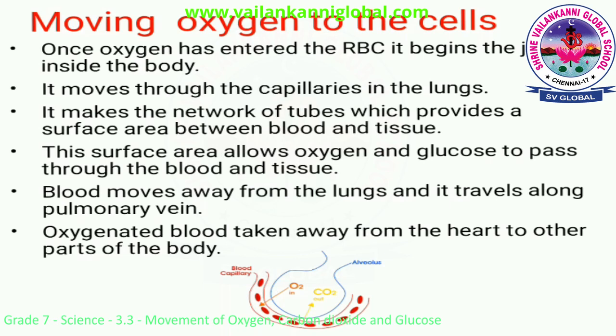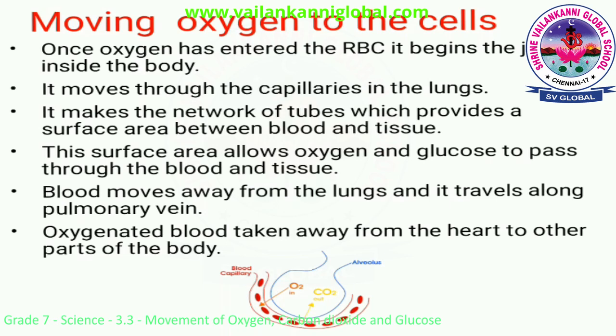It moves through the capillaries in the lungs. Then it moves into the network of tubes which provides a surface area between blood and tissue. The surface area allows oxygen and glucose to pass between the blood and tissue. Blood moves away from the lungs and travels along the pulmonary vein. Then the oxygenated blood is taken from the heart to the parts of the body.